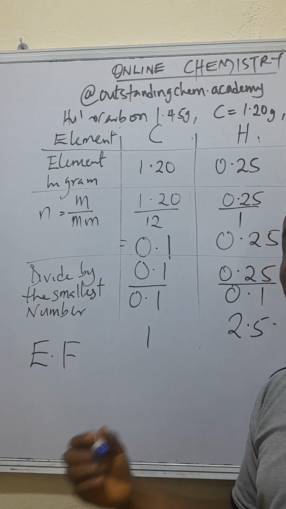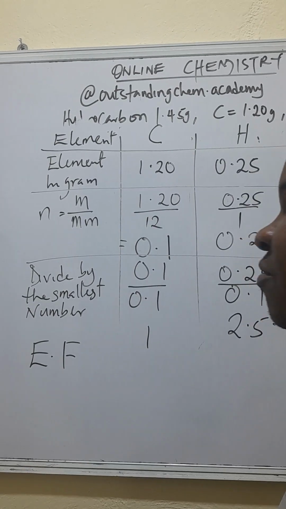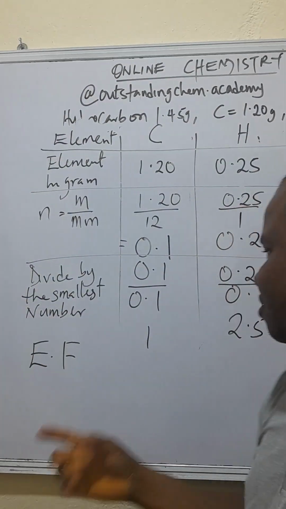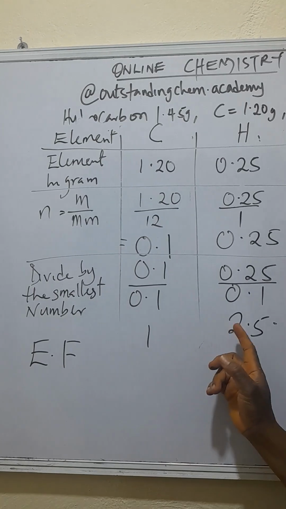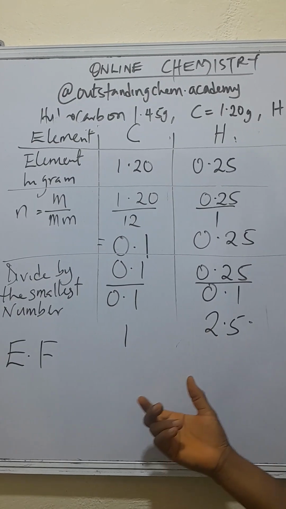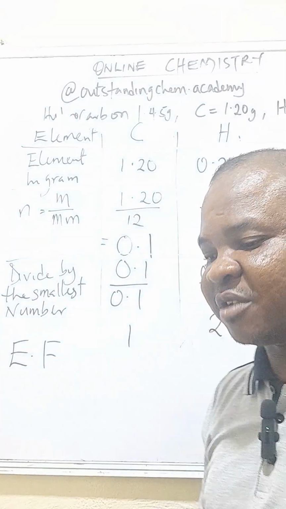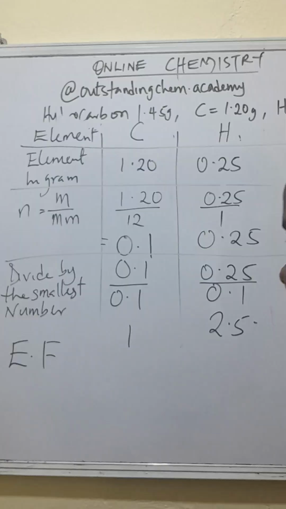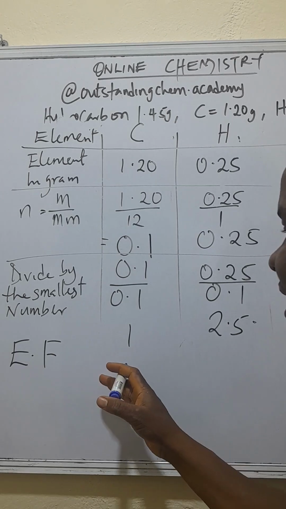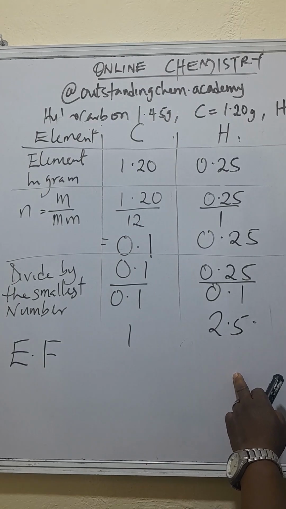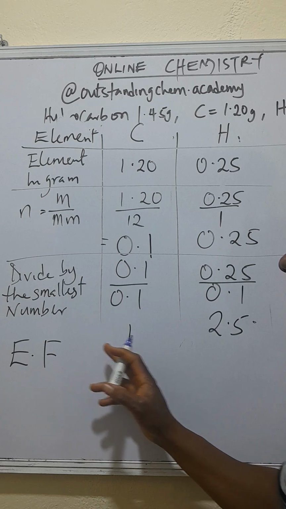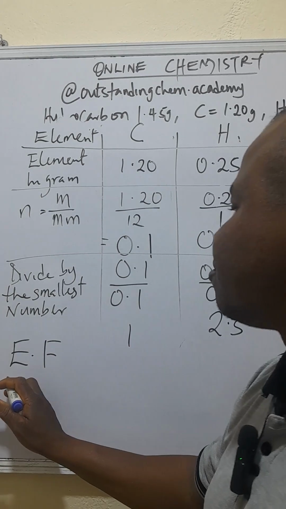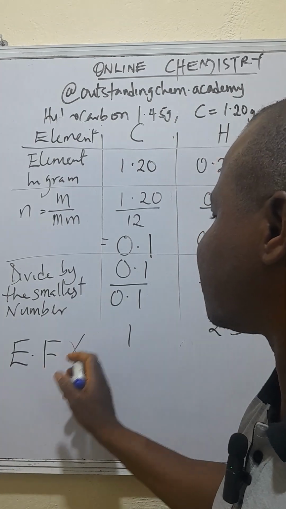All right, but according to my definition, the empirical formula gives the simplest whole number ratio. What I'm seeing here is 1, and here 2.5. This 2.5 is not a whole number, it's a decimal number. So there is need for me to be professional about what I'm doing. So what I'm going to do now is multiply through by a number that will give me a whole number. If you multiply by 1, it will still be 1 and 2.5. So multiply all through by 2.